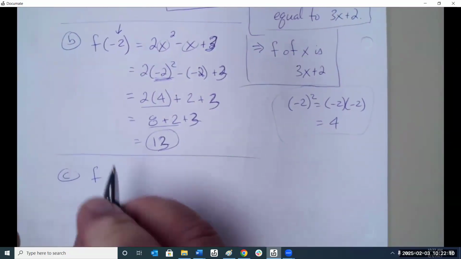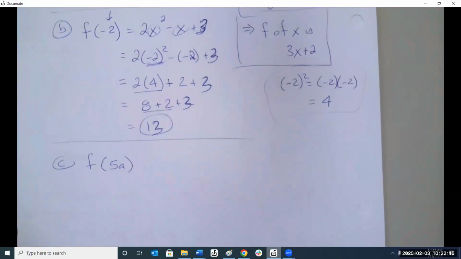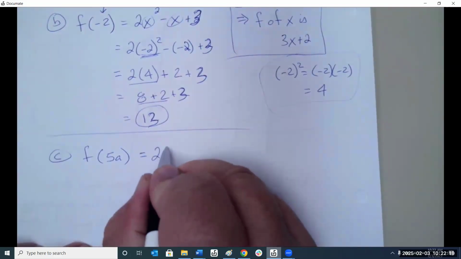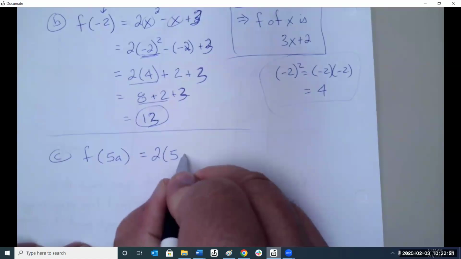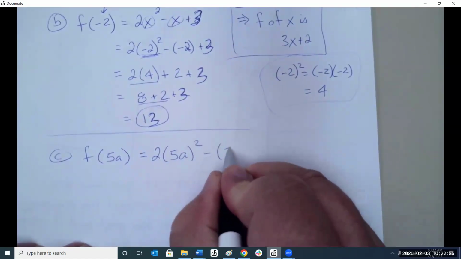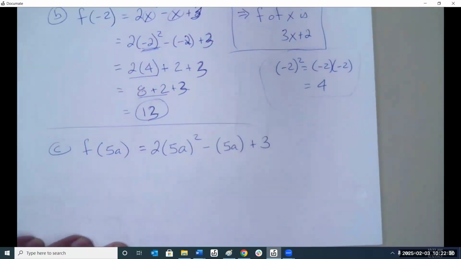Okay, C says f of 5a. So it's 2 times 5a squared minus 5a plus 3.